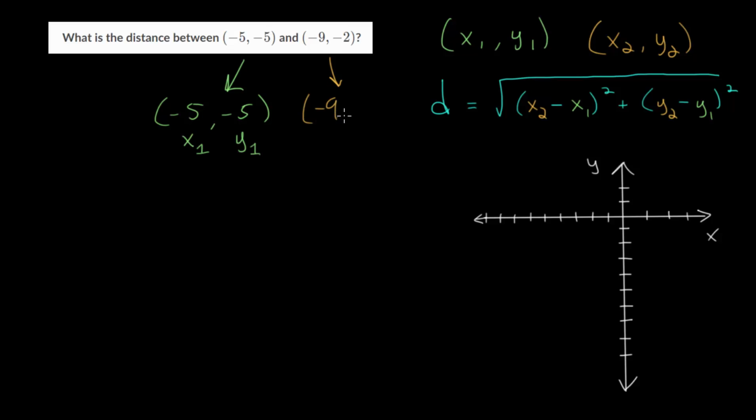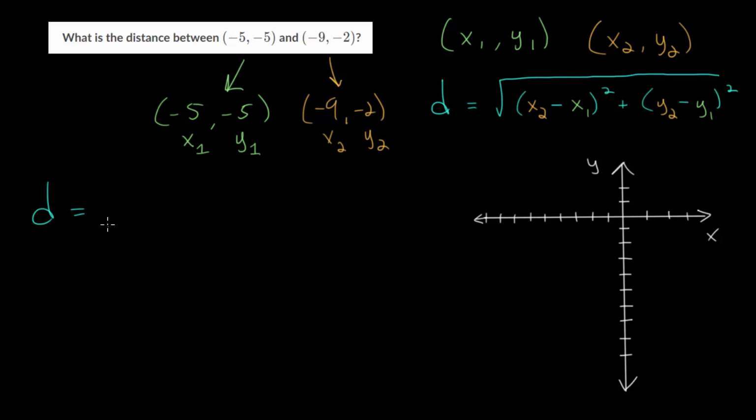So minus 9, minus 2: the minus 9 is our x value, so that would be x2, and minus 2 will be y2. And this problem can be a little bit tricky because of all the negative signs. So we just need to be careful. So let's now use our formula.